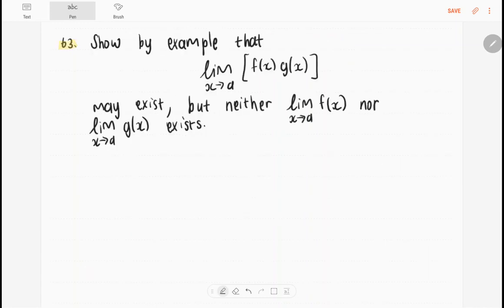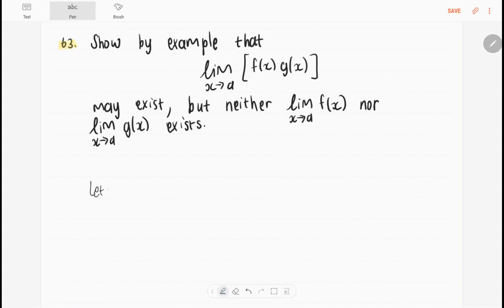Next, we are looking at number 63, and it says, show by example that the limit as x approaches a of the product of f(x) and g(x) may exist, but neither the limit as x approaches a of f(x) nor the limit as x approaches a of g(x) exists. So we want to find an example to prove that this is actually possible. A very simple example to illustrate this will be the following.